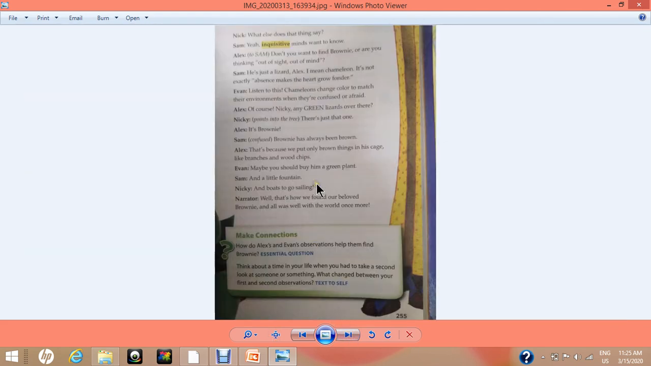Scene number two continues as well on page number 255. Let's see what it says.